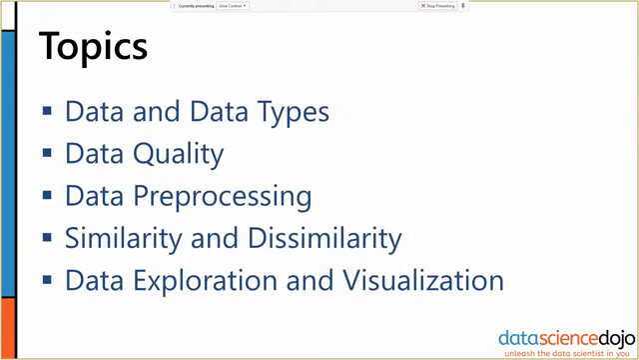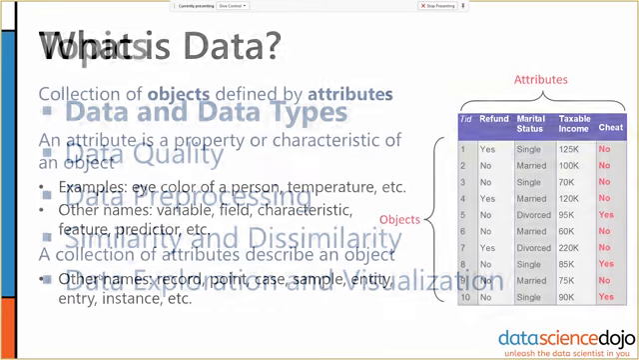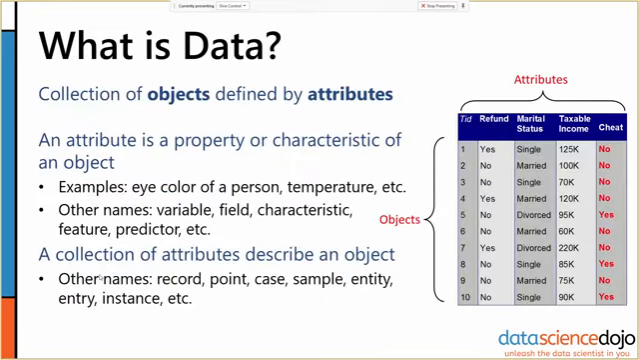So without further ado, let's start with data and data types. What is data? It's a very fundamental question that we can ask, and here's where our vocabulary lessons start. Data is a collection of objects that are defined by attributes. Attributes are the properties or characteristics of our objects.